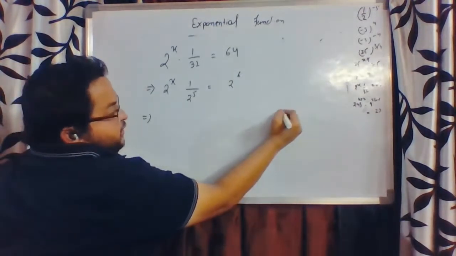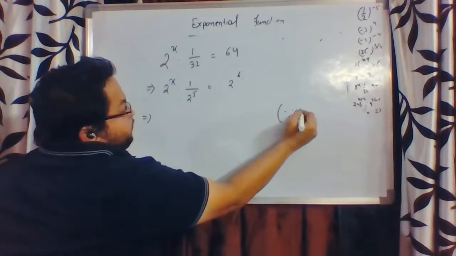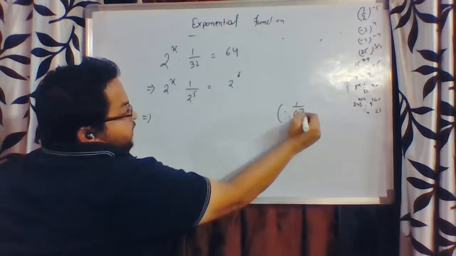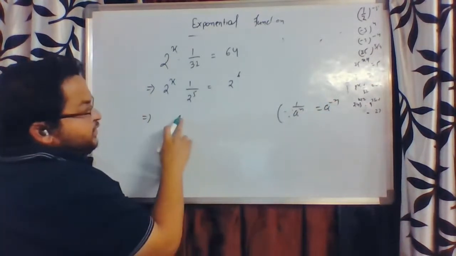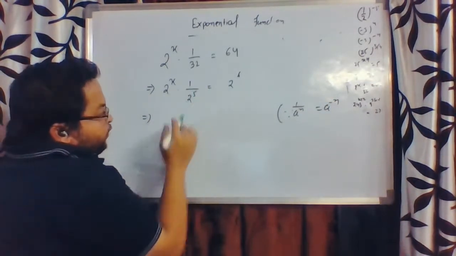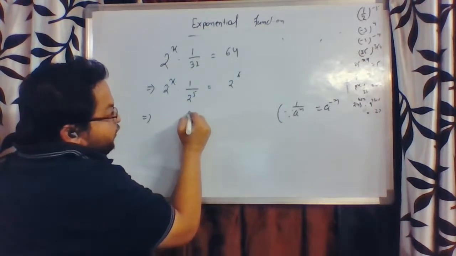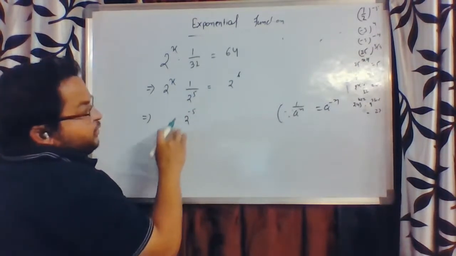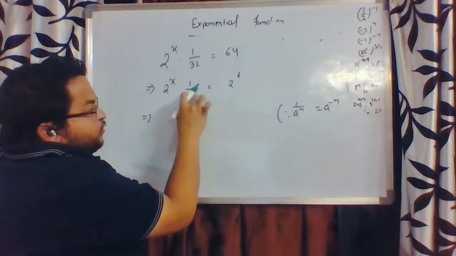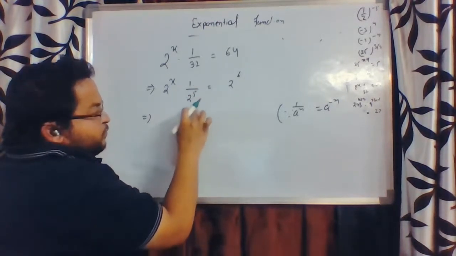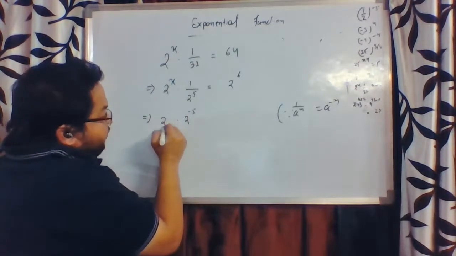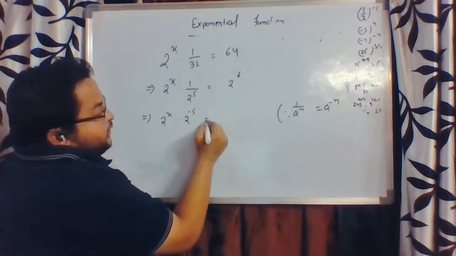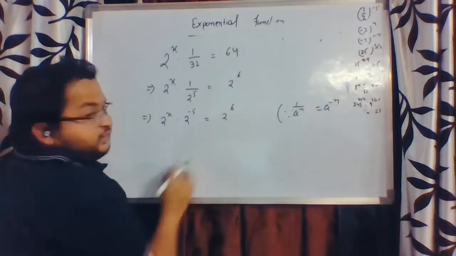And we know that 1 by a to the power n is nothing but a to the power minus n, right? So 1 by 2 to the power 5 can be written as 2 to the power minus 5. So 1 by a to the power n is nothing but a to the power minus n, into 2 to the power x. So we are not changing it. That is equal to 2 to the power 6.